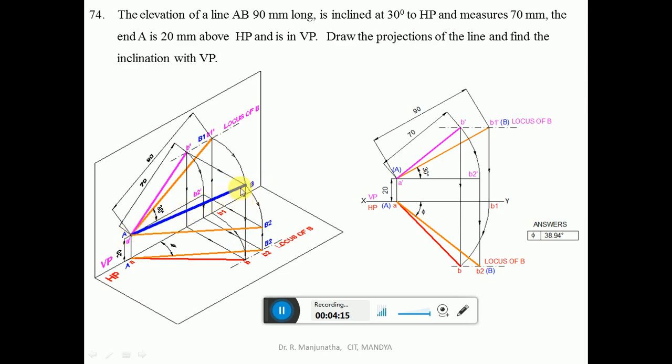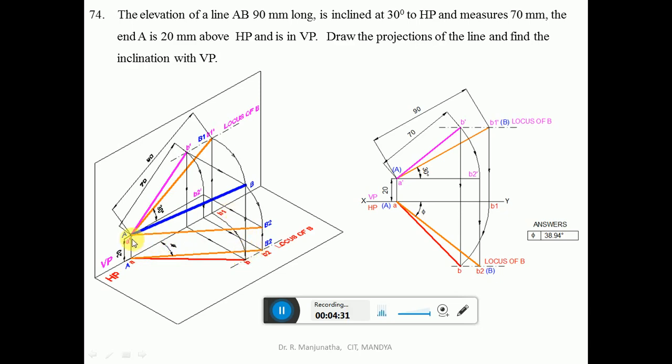So when you look from the top view, it is projected onto the horizontal plane, and when you look from the front view, it is projected on the vertical plane. So you have got the top view now. Now we need to find out the true length in the horizontal plane.